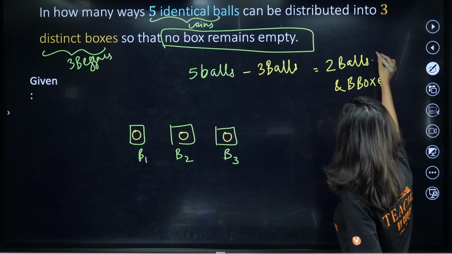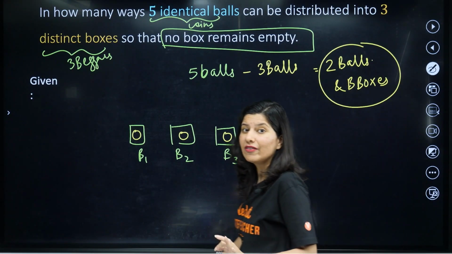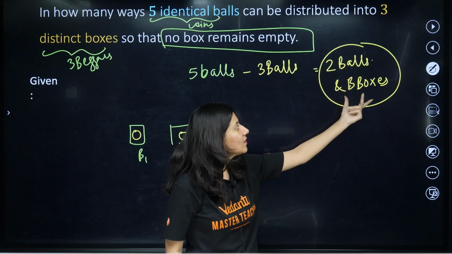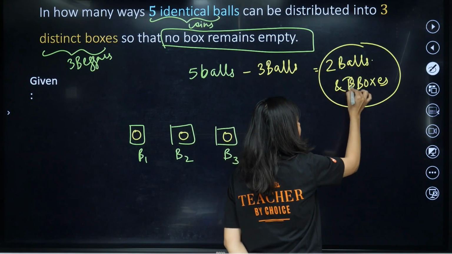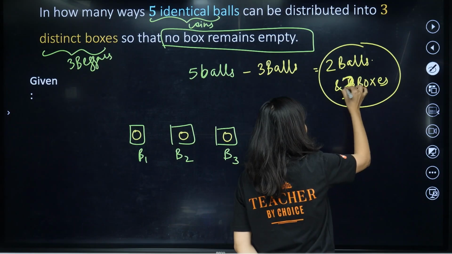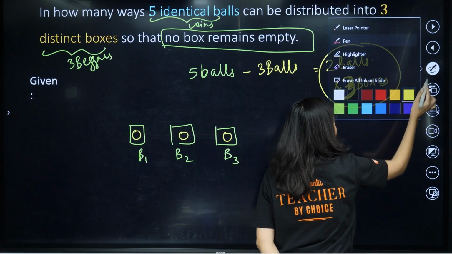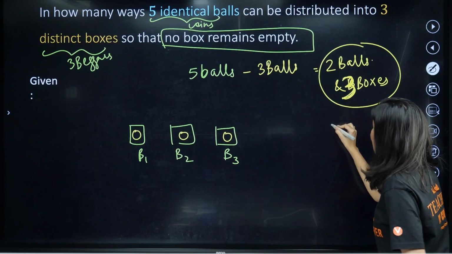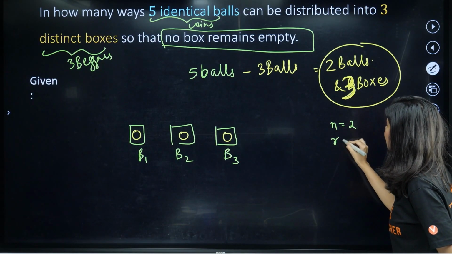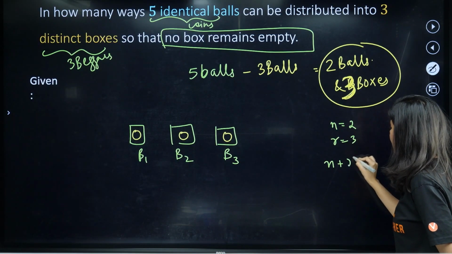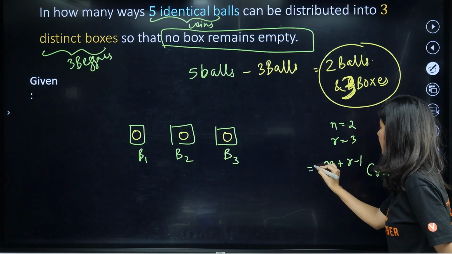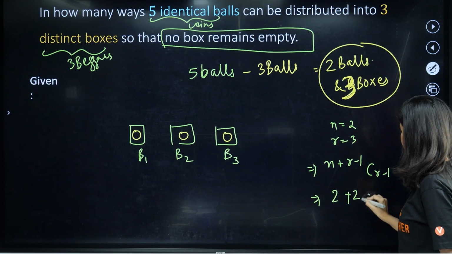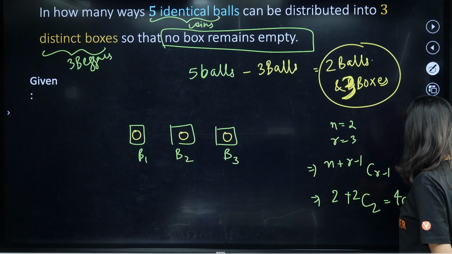So basically the question turns out to be: you have 2 identical balls to be distributed among 3 beggars in such a way that any box can get any number of balls. So now apply the formula. Here n equals 2 and r equals 3. So n plus r minus 1 C r minus 1, that is 2 plus 2C2, which is 4C2.